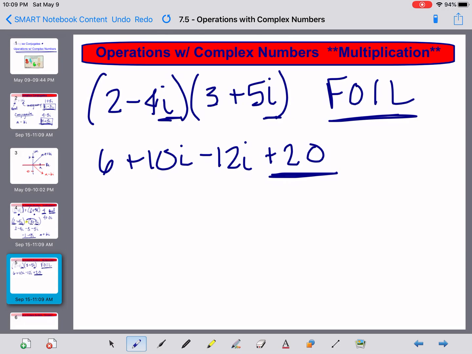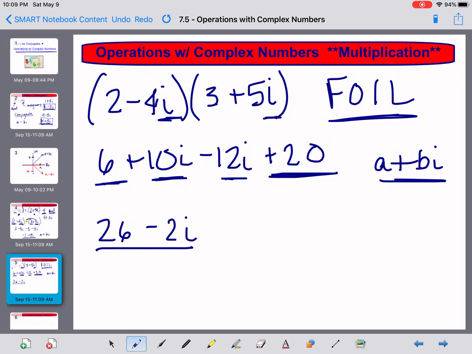So that also gives me an opportunity to still write it as a plus bi. Okay, so now I just combine my like terms, my 20 and my 6. That gives me 26. And then I can combine my imaginaries, which would just give me -2i. And again, I get the form I'm looking for. Okay? So that's the basics for that.